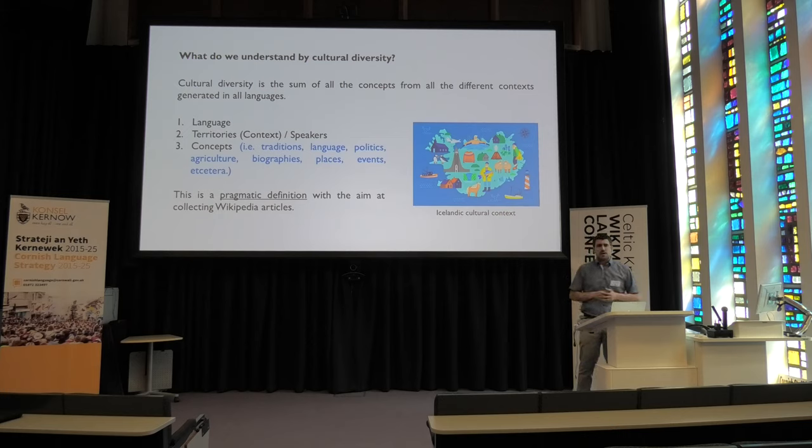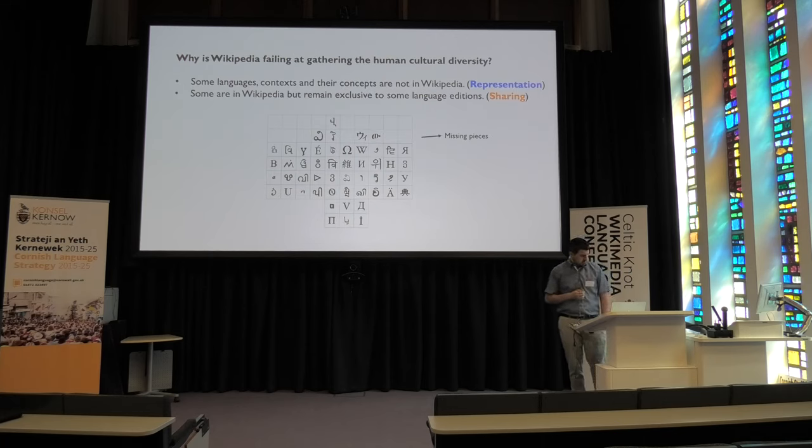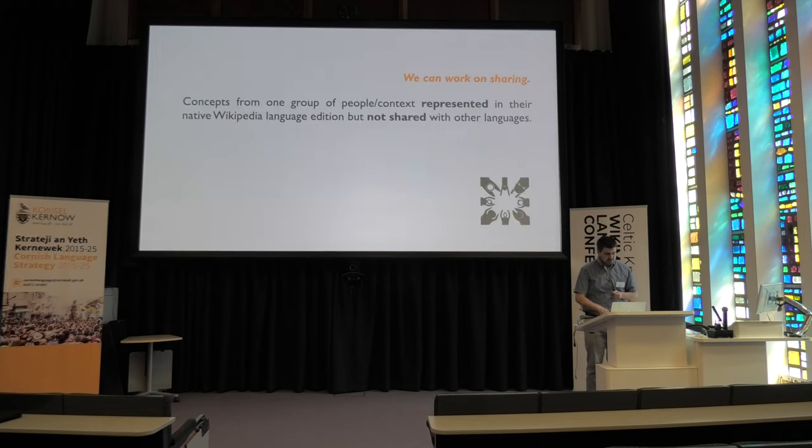With this definition, we can start working on, we can start analyzing, and we can divide the problem of not being able to gather cultural diversity into smaller problems. The first one is that some languages and contexts, they are not in Wikipedia, so they are not represented. And the second one is they are represented in Wikipedia, but nobody knows about them. So they are lost in one small language, and the rest of the 300, they are not able to reach them. This has been, for most of the time, my biggest concern. How can we help this reaching? Because this is the easier way we can work on.